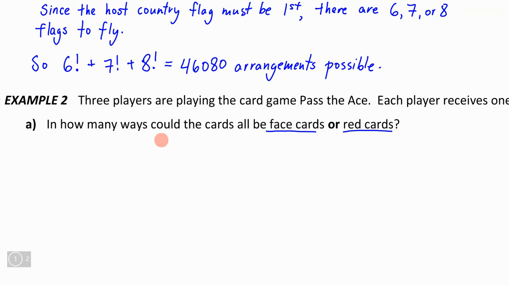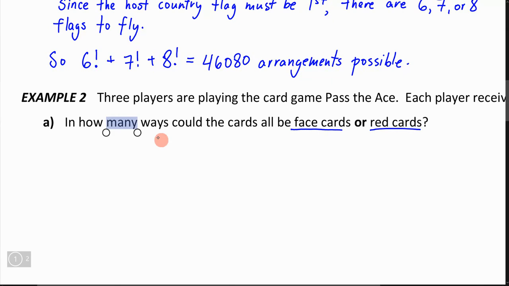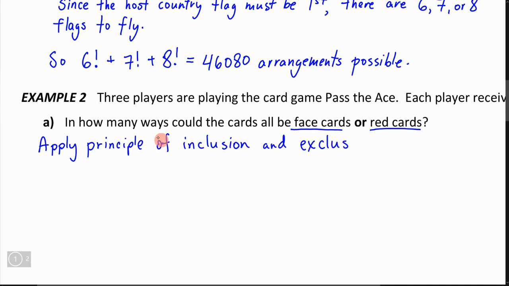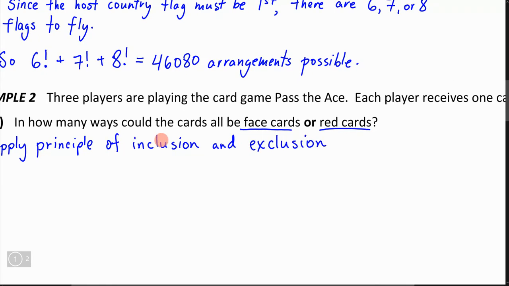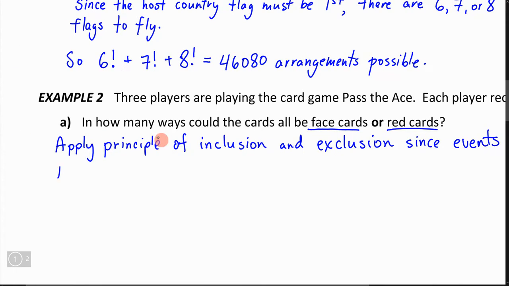Okay, so I'm going to write here, apply. We're going to use the rule for non-mutually exclusive events, and this is the principle of inclusion and exclusion. So apply the principle of inclusion and exclusion, since the events are non-mutually exclusive.